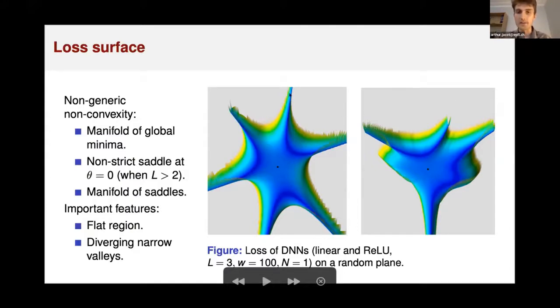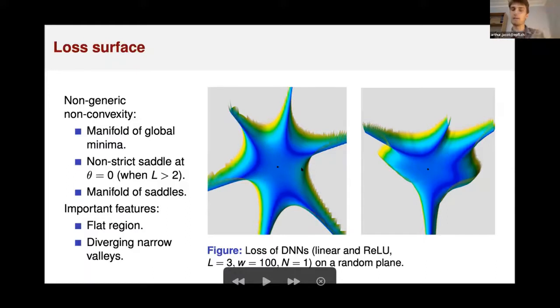And you can really see that if you look at the valley around this global minimum, it becomes more and more narrow the further away you go from the origin. So that's one of the features I want you to keep in mind for the rest of the talk. And the other interesting feature in this picture is that there's some kind of flat region around the origin, in the middle.